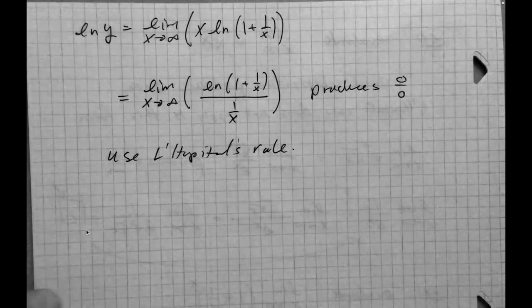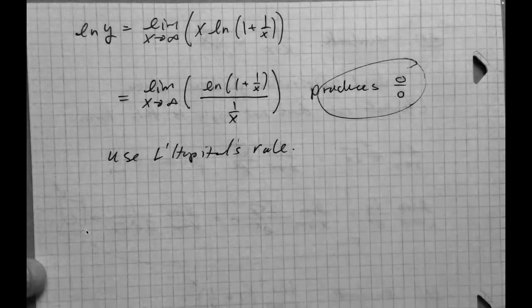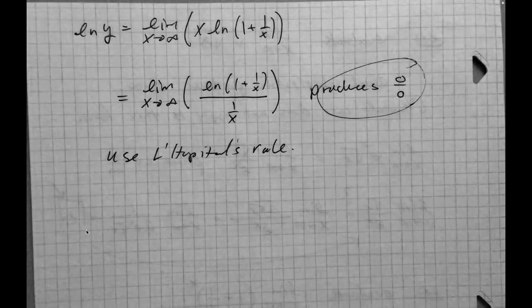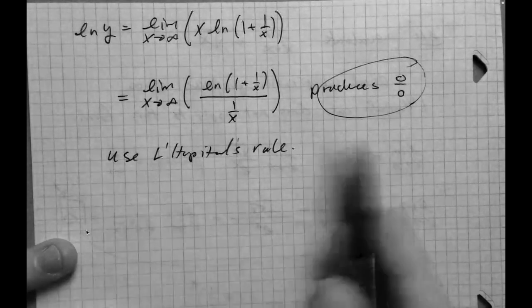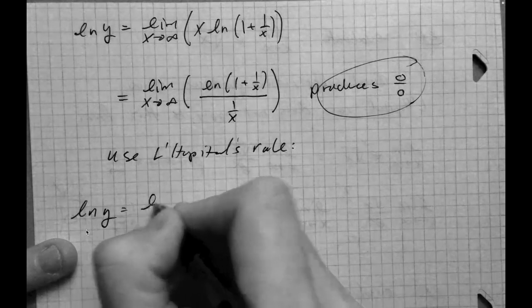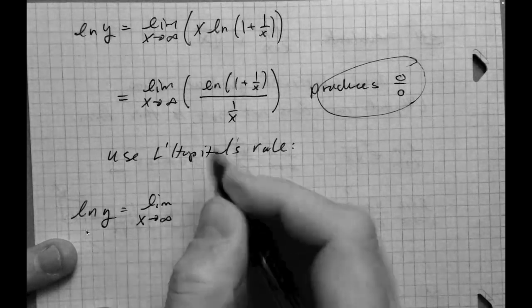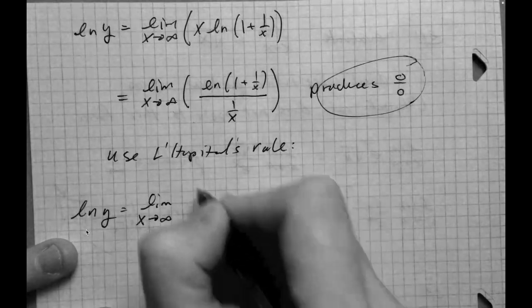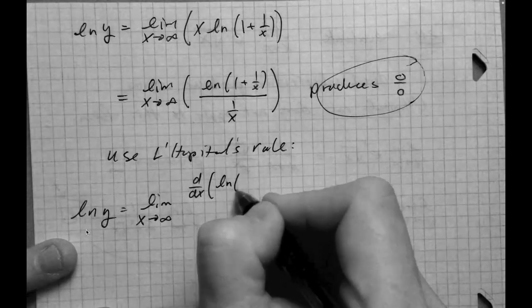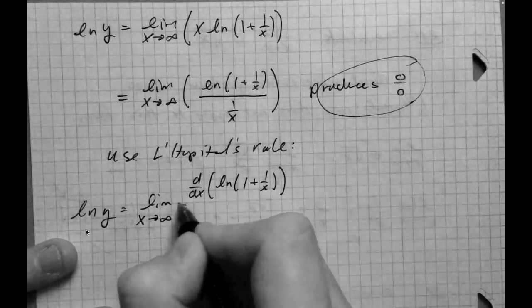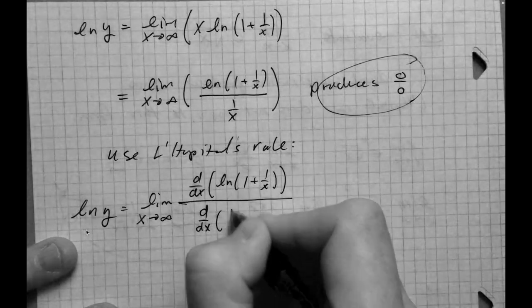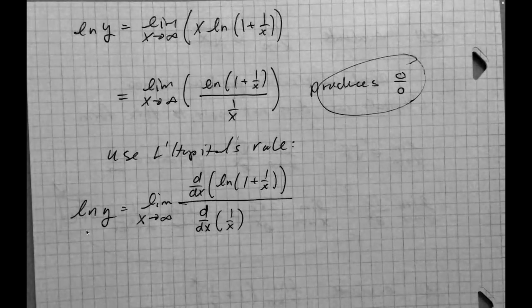Right, so we've maneuvered this expression so that it produces an indeterminate form. We know that the top and bottom are differentiable and that the derivative of the bottom is non-zero. And so this means we can use L'Hopital's rule. So we have the natural log of y is equal to the limit as x approaches infinity of the derivatives here. So d dx of the natural log of 1 plus 1 over x, that's the top, right? Differentiating this right here, and then d dx of 1 over x. That's that part. Okay, perfect.